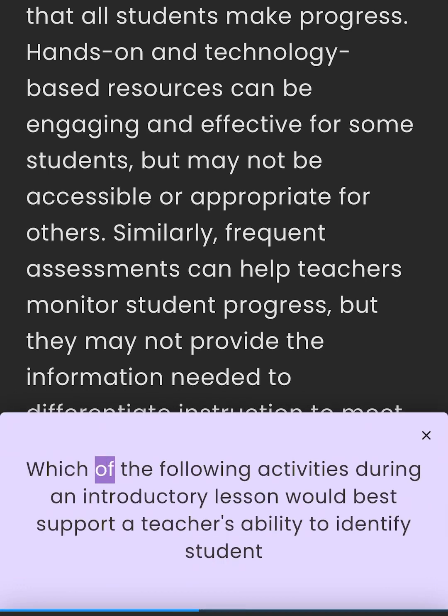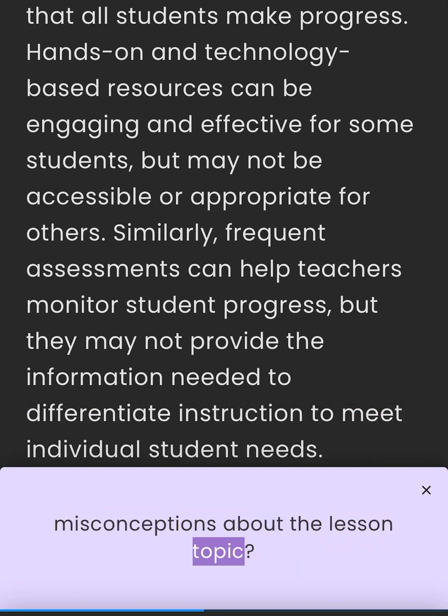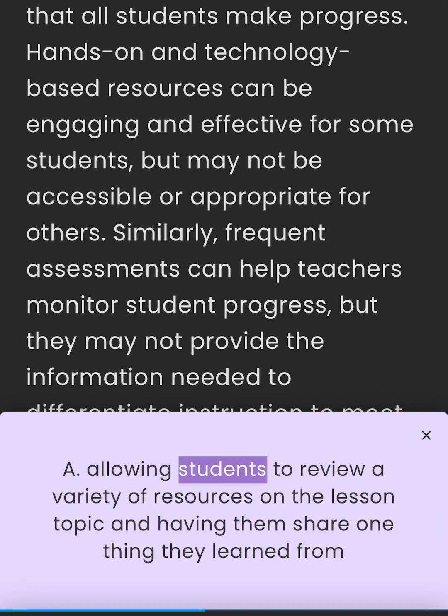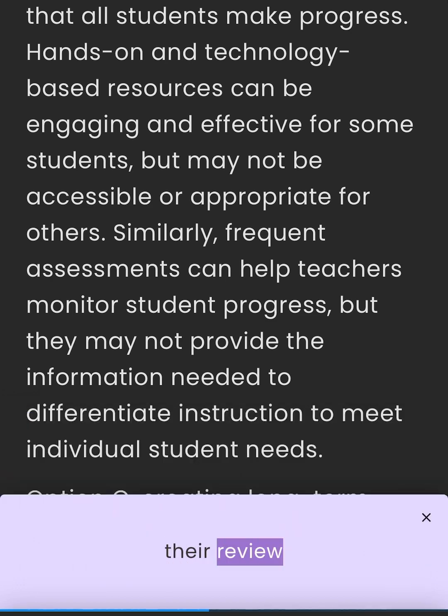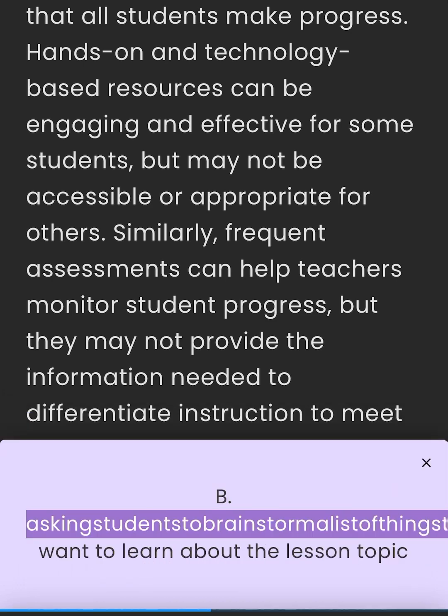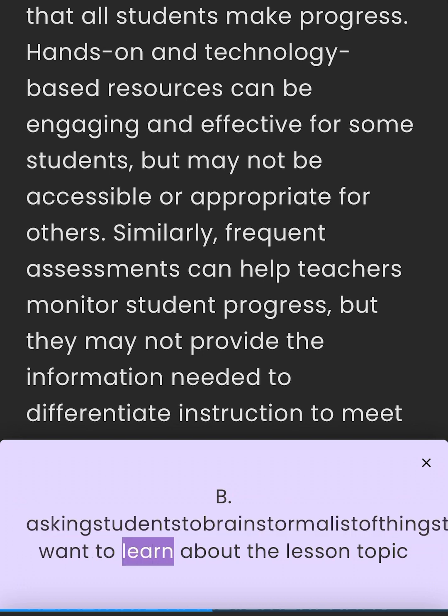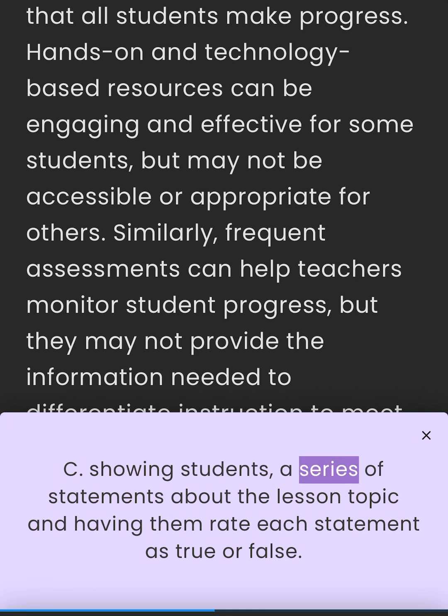13. Which of the following activities during an introductory lesson would best support a teacher's ability to identify student misconceptions about the lesson topic? A. Allowing students to review a variety of resources on a lesson topic and having them share one thing they learned from their review. B. Asking students to brainstorm a list of things they want to learn about the lesson topic. C. Showing students a series of statements about the lesson topic and having them rate each statement as true or false.